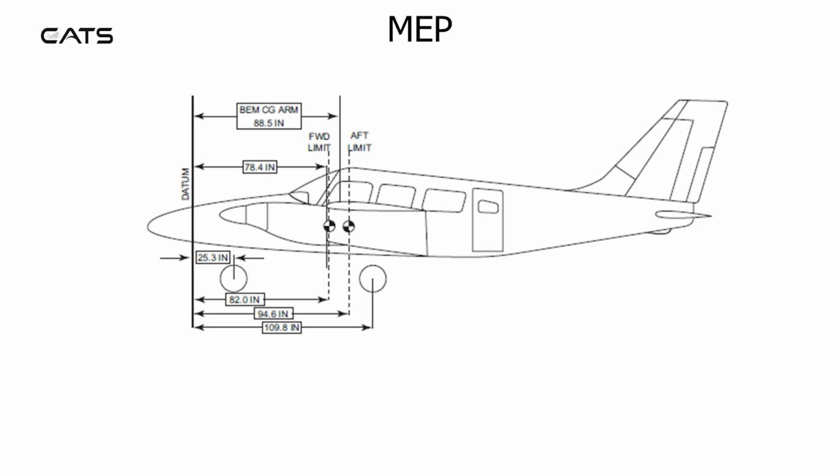Multi-engine piston. This has a datum which is 25.3 inches forward of the nose wheel. Everything else is referenced from the datum. For example, the basic empty mass CG arm is 88.5 inches. The forward limit is 82.0 inches. The aft limit is 94.6 inches. And the position of the main wheels is 109.8 inches.